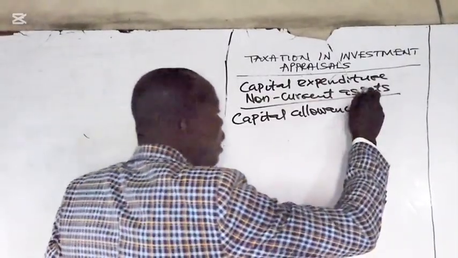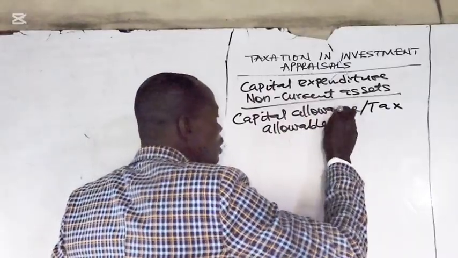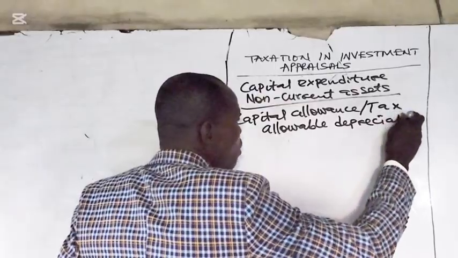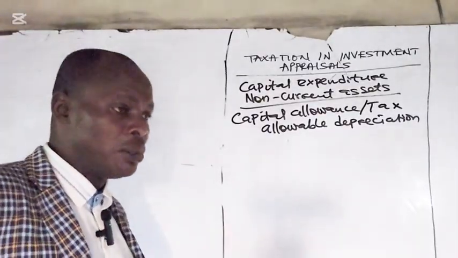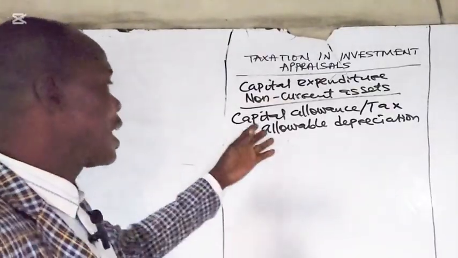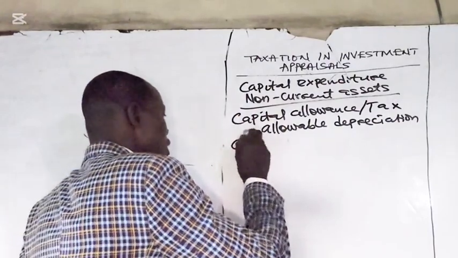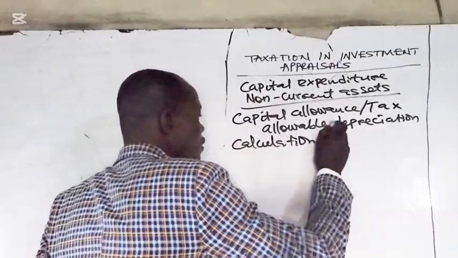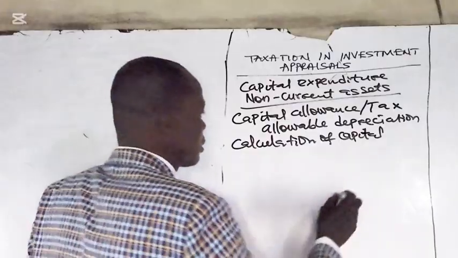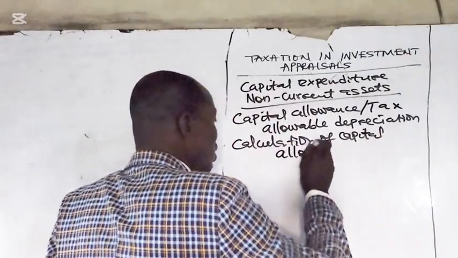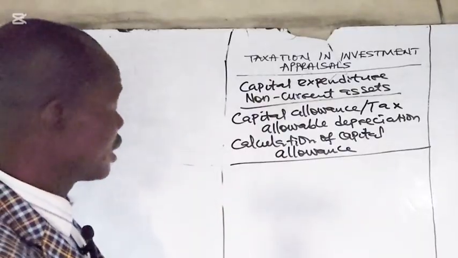Capital allowance can also be called tax allowable depreciation. So that is another word for capital allowance: tax allowable depreciation. This capital allowance can be calculated in two ways. Remember, I have examined the effect of capital allowance on cash flows: capital allowance will result in tax savings.